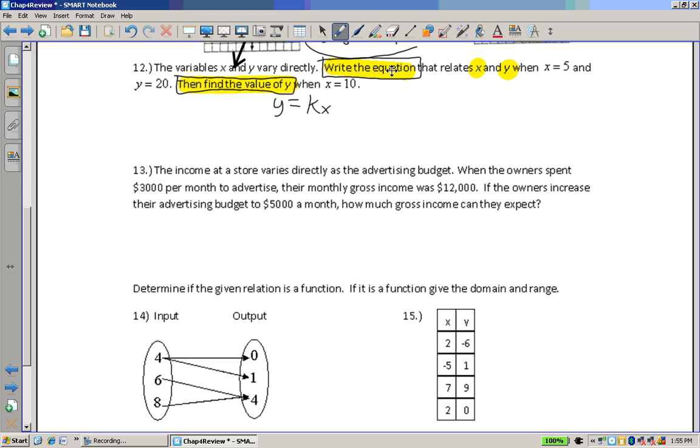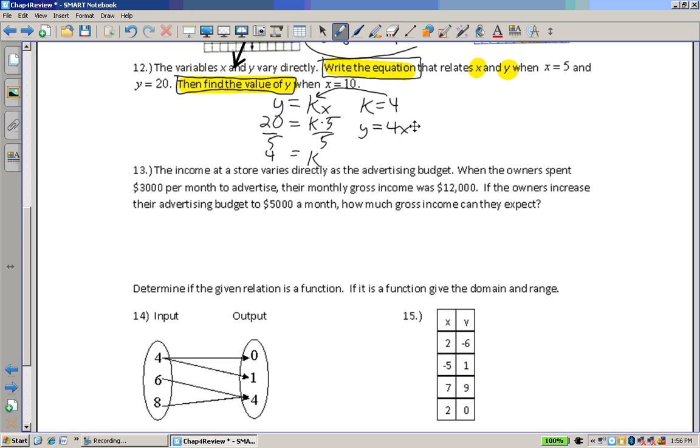The first thing was to write an equation that relates x and y when x equals 5 and y equals 20. So I just plug these in. Now, is this my equation? Well, it's an equation, but it does not relate x and y. I don't see x, I don't see y, so this cannot be it. Now, I found that k equals 4, but is this an equation that relates x and y? No, definitely not. So I'm going to plug this back in for k, which is the constant of variation.